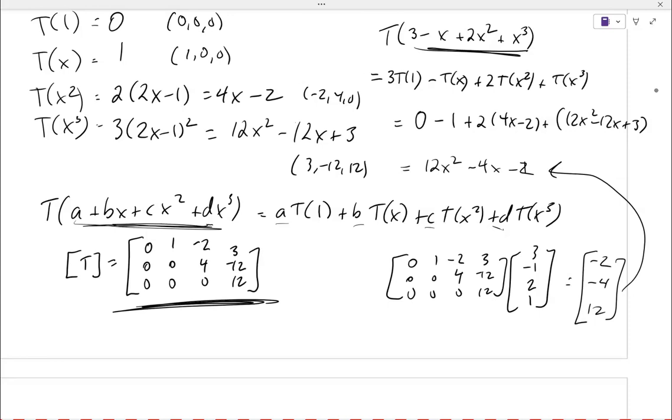For the range, you can use the standard basis, or you can just pick out the columns that correspond to pivots. Either one works, right? Okay. But a basis for the range here will be 1, x, x squared, because it's onto.